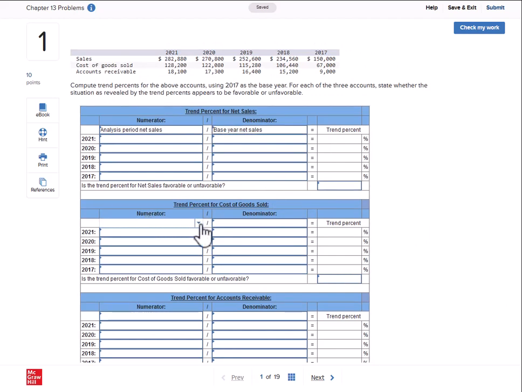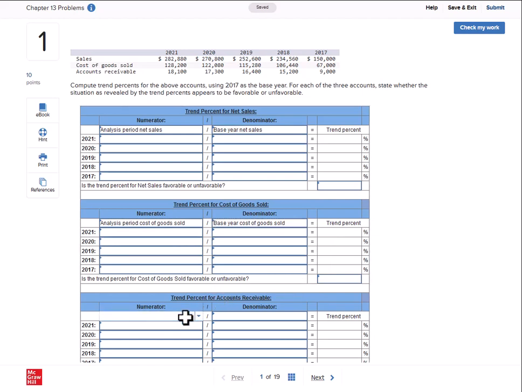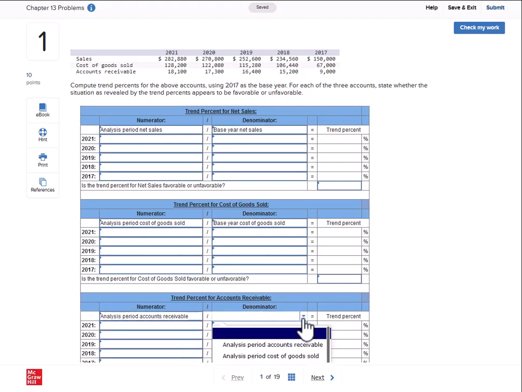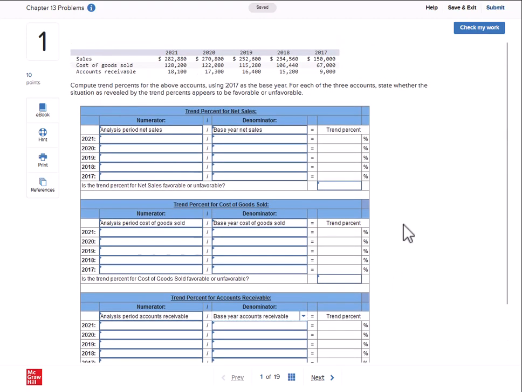In this case, we're looking at cost of goods sold, so it's going to be analysis period cost of goods sold divided by base year cost of goods sold, and down here it is going to be analysis period accounts receivable divided by base year accounts receivable. Okay, so now we have our formula. So now what we want to do is go back up here to our table, and we are going to enter the appropriate balances.